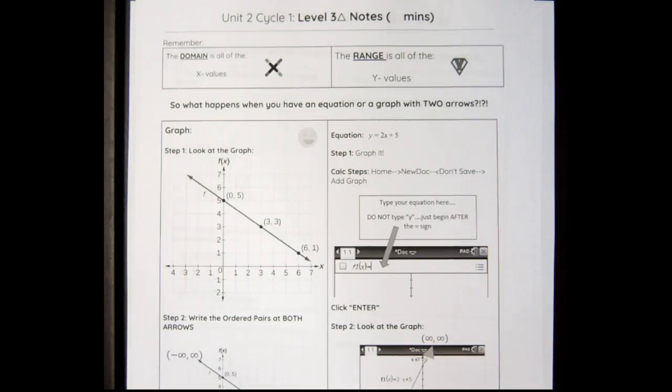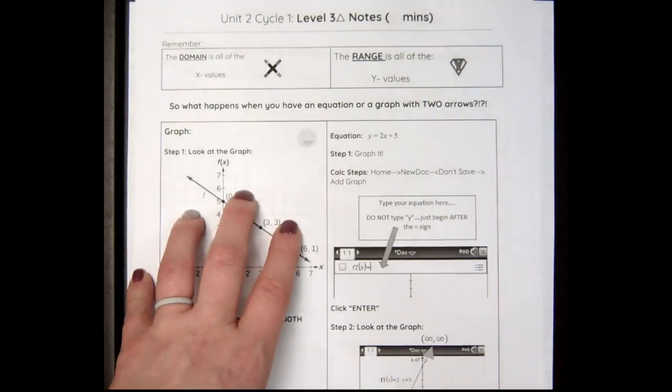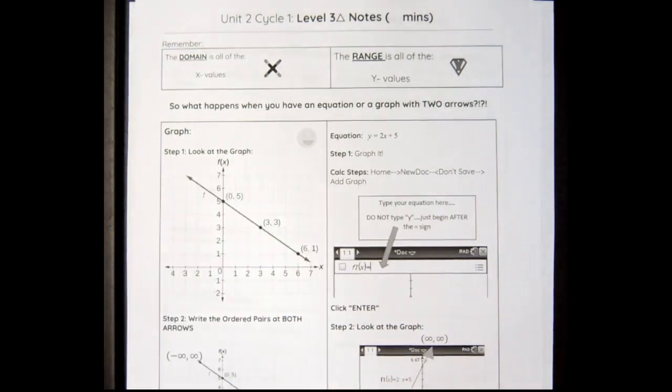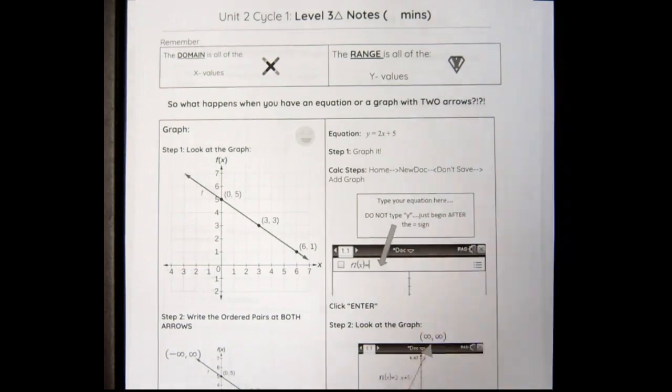Okay, we have talked about domain and range from a table, from ordered pairs, from a mapping, okay? We've also done it from a graph. We have not done it from a graph in the way that we're about to do it right now, and we also have not done it from an equation. So that's what today's lesson is about.